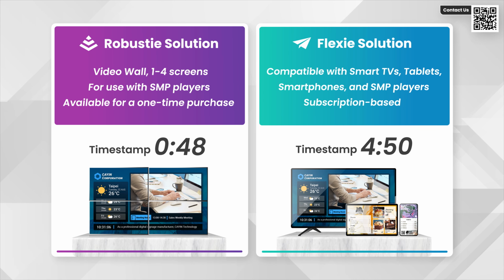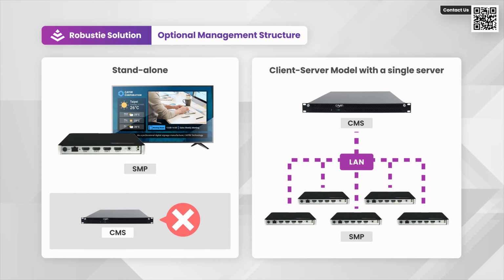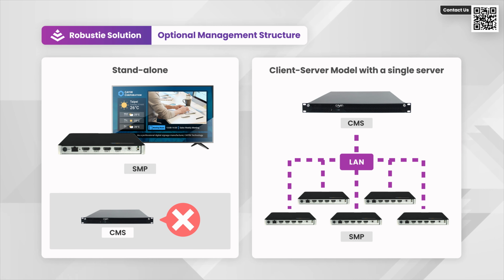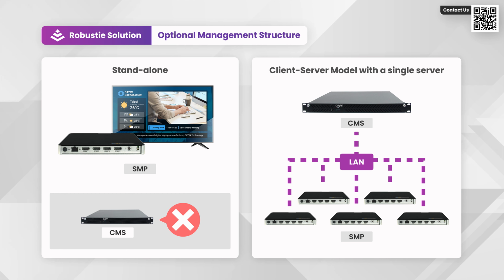Here are the suitable use cases for each solution. You can quickly navigate to the specific section that meets your needs. Detailed descriptions of each solution can be found in the upper right-hand corner of the video or in the information panel. Robusty Solution. The management structure design for the Robusty Solution is divided into three types, and you can choose according to your specific needs.